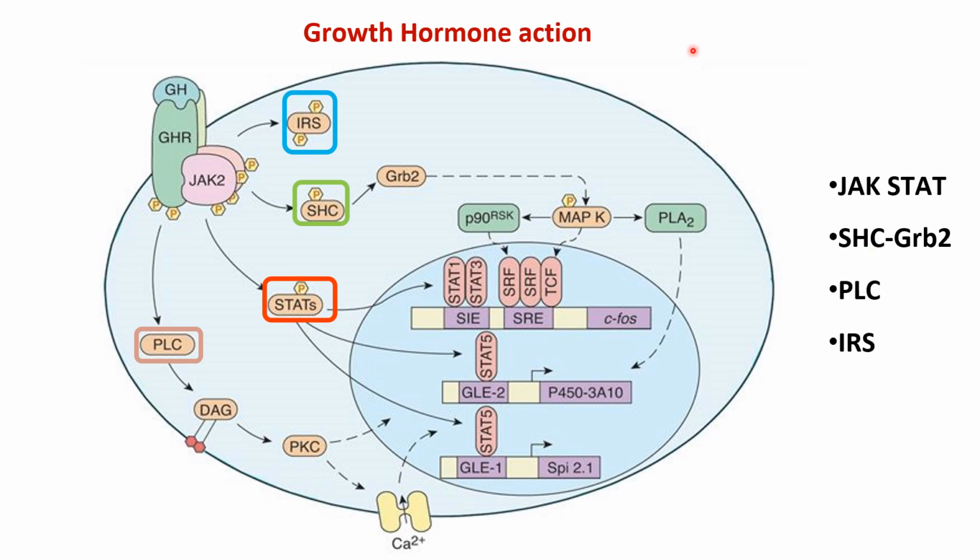And then IRS, the activation of the JAK tyrosine kinase causes the phosphorylation of the insulin receptor substrate, which in turn induces various intracellular enzymes. So these are the four signaling pathways which help in the mechanism of action of the growth hormone.